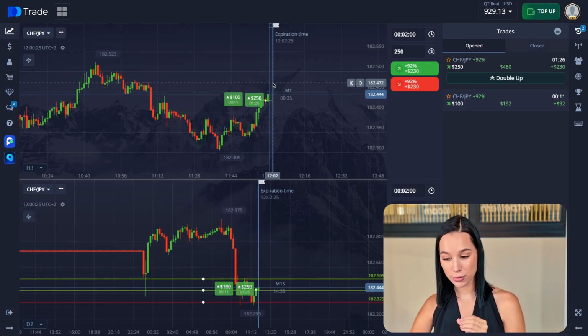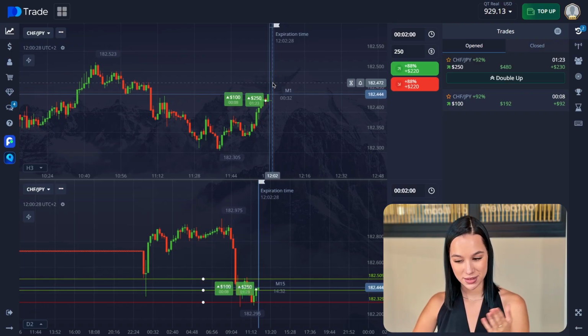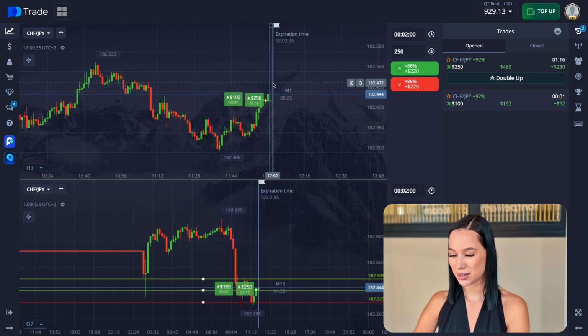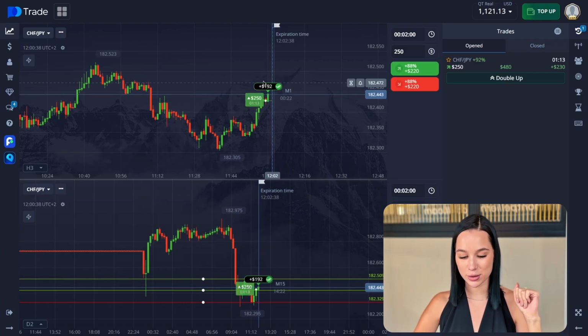So guys, now it's 10 seconds till the end of our first trade, and we are in the plus. Now the price reversed, so it's good. So 1 second, we close the first trade, and I'm sure we're gonna close the second one.